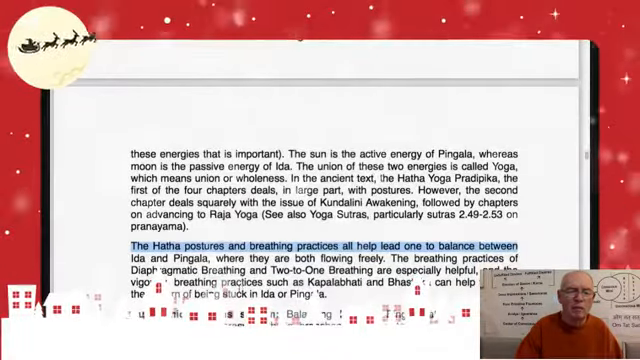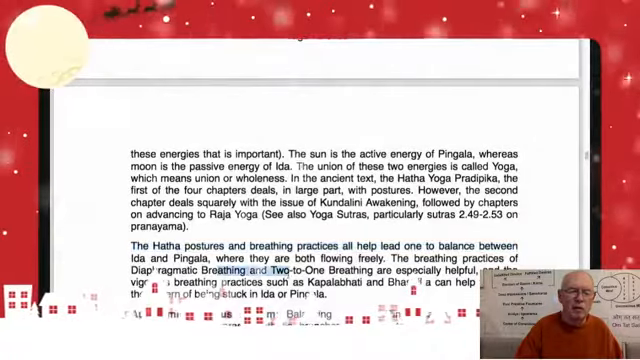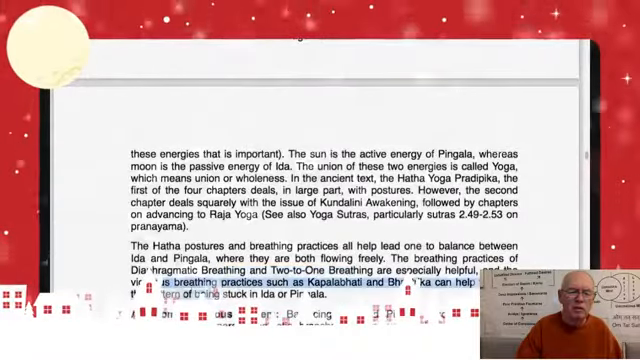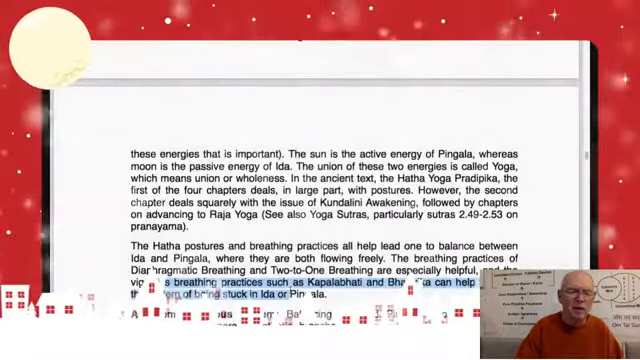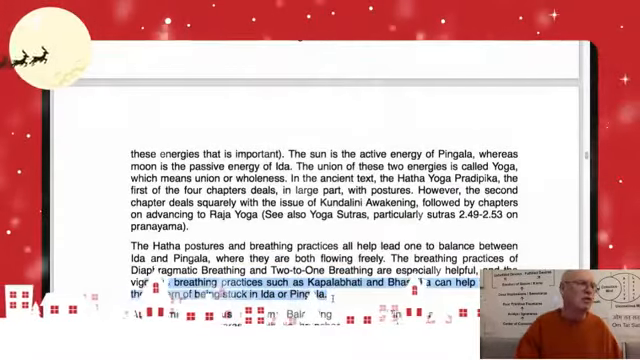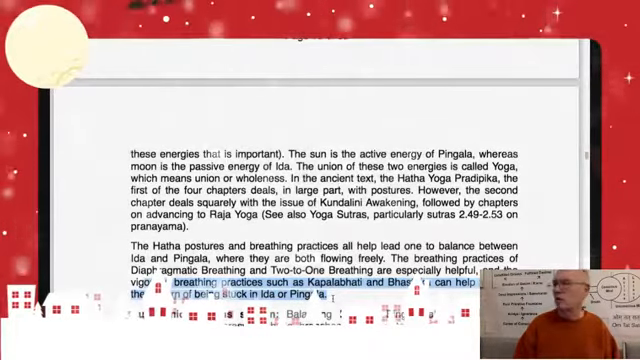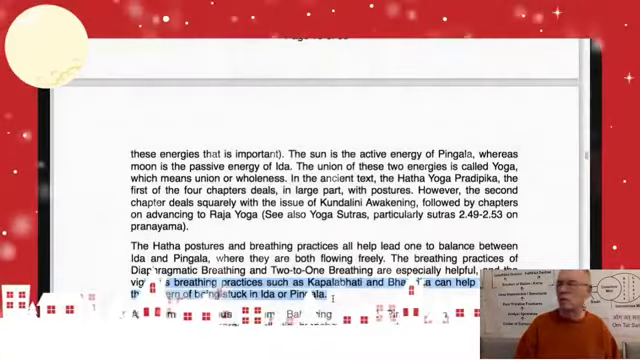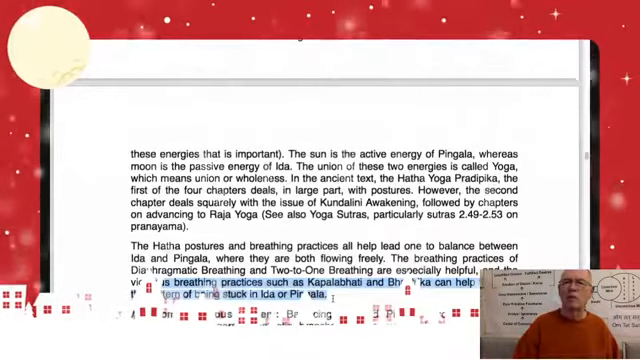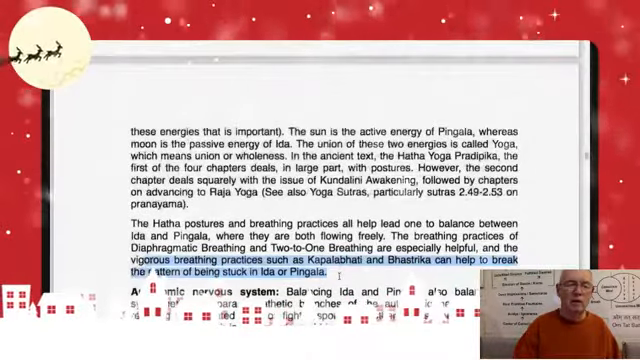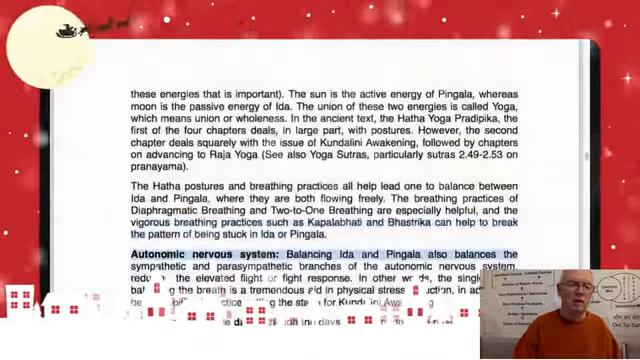Diaphragmatic and 2-to-1 breathing are especially helpful. The vigorous breathing practices such as Kapalabhati and Bhastrika can help to break the pattern if we're stuck, particularly if we're stuck in right nostril because of stress. Kapalabhati and Bhastrika can sort of help loosen things up. It has something to do with the autonomic nervous system.